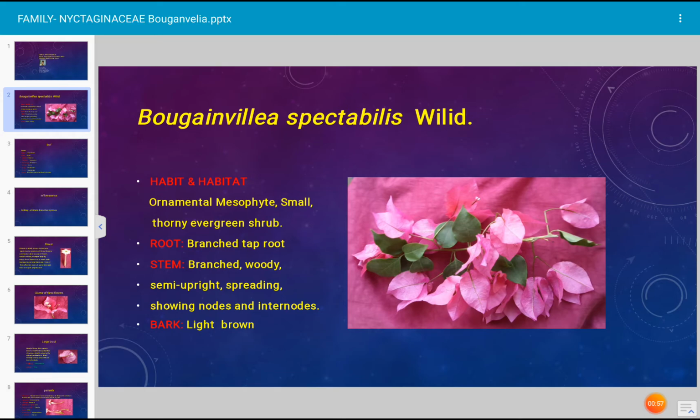And how is the habit of Bougainvillea spectabilis? It is a popular ornamental plant. It is a small, thorny, evergreen shrub and the root is highly branched. It is a taproot system. If a taproot system is there, it is a dicot plant. The stem is branched, woody, semi-upright or spreading. The stem shows nodes and internodes. Bark is light and thin.